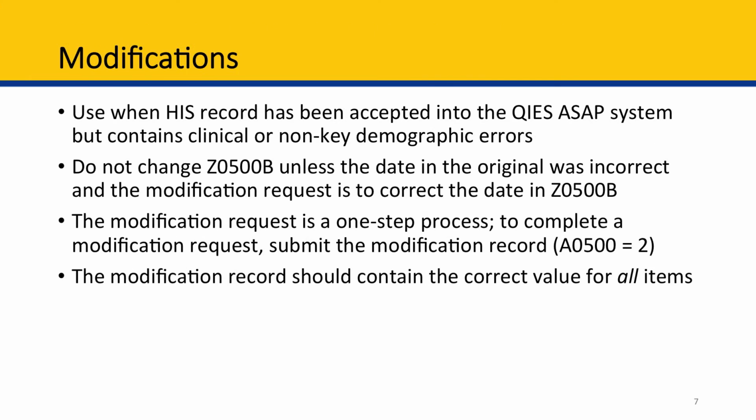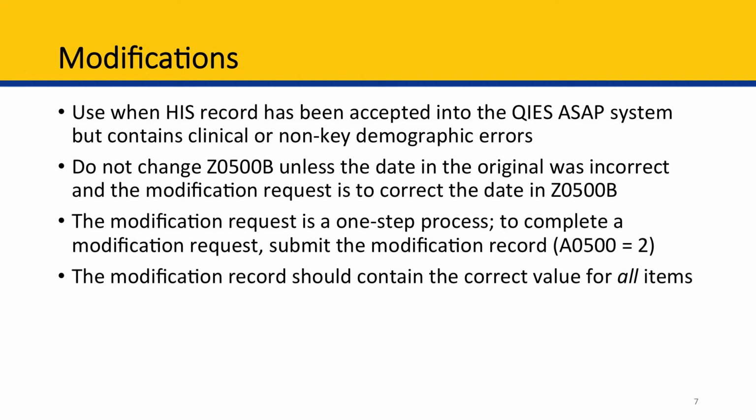A modification is used when the HIS record has been accepted into the QIES ASAP system but contains clinical or non-key demographic errors, so an error in any HIS item except record event identifiers and patient identifiers. Record event identifiers include admission date, discharge date, and reason for record. Patient identifiers include first and last name, social security number, and gender.